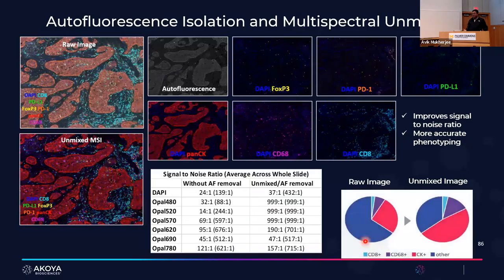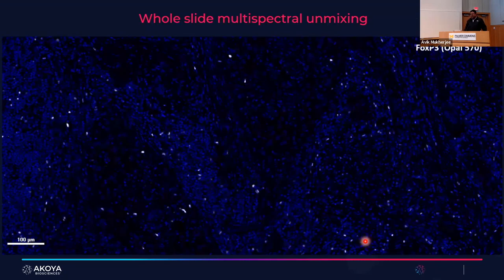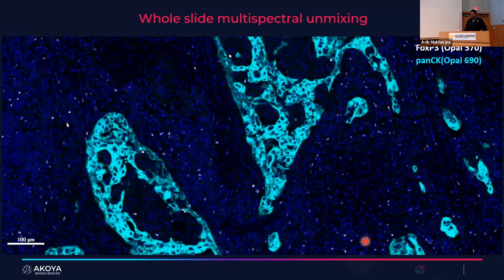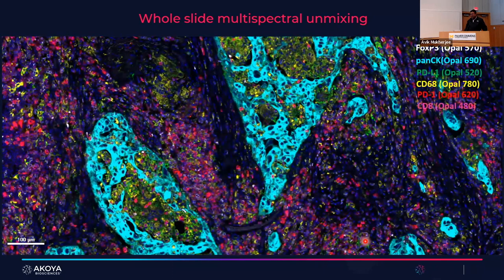And it's not only a beautiful image, it gives you a better analysis and increases the signal to noise ratio. This is just an example of a whole slide multispectral image done using the PhenoImager HT. You can see FOXP3, PAN-CK, PDL1, CD68, PD1, CD8.